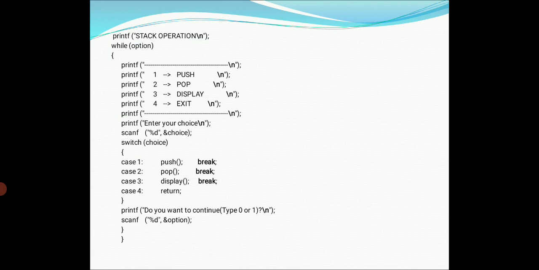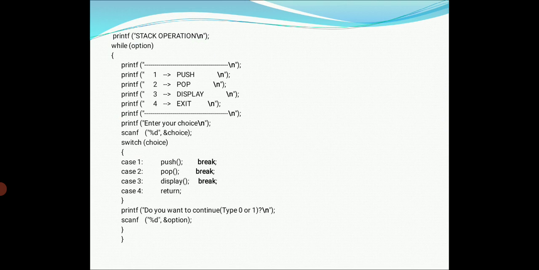By using the switch cases, scanf, we choose any one of the choices. Then switch choice, so whichever is chosen: case 1 push function, case 2 pop function, case 3 display, then case 4 returns. Then the switch case flower bracket closes. Then the printf: do you want to continue, type 0 or 1? So continue for 1, exit for 0.